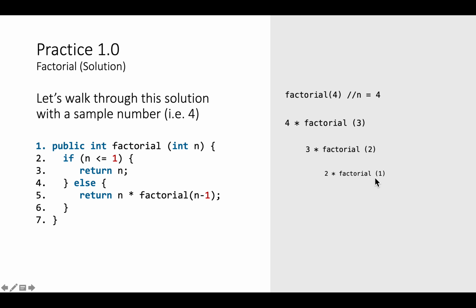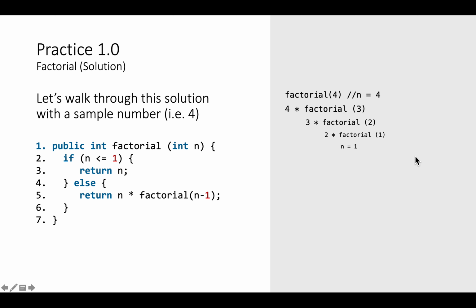When I call factorial 1, it runs lines 2 and 3 of this algorithm, and this returns an absolute value instead of calling the function again. So this is my base case, and I've reached my base case at this point. What that is telling me is that I now have an absolute value, and I can fill in values for this line and this line and this line. Let's see what that would look like.